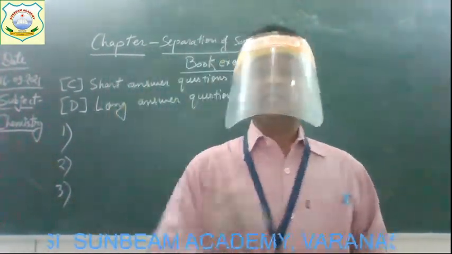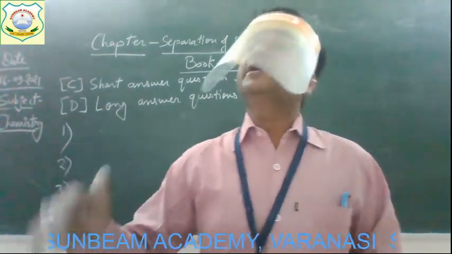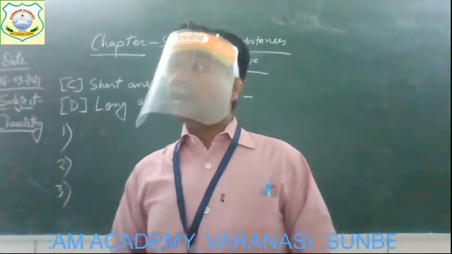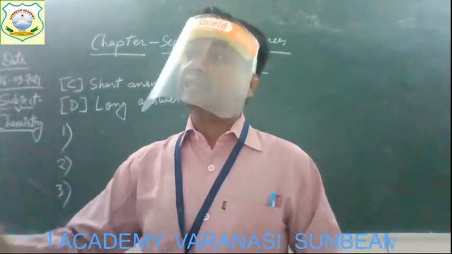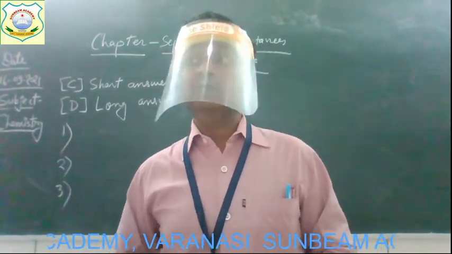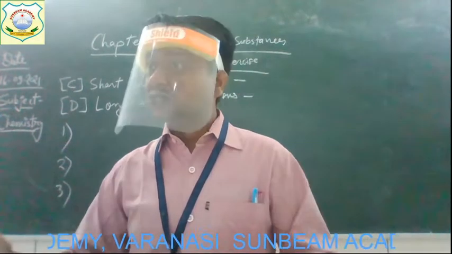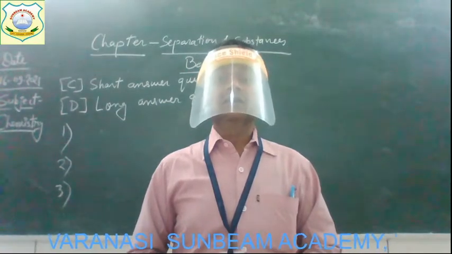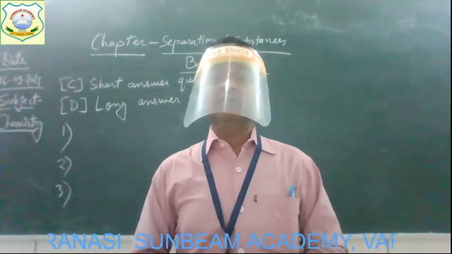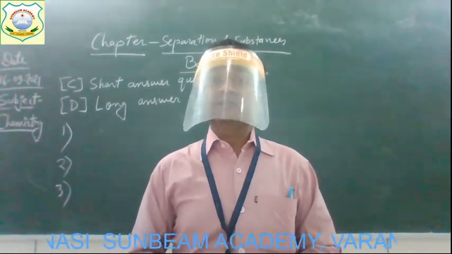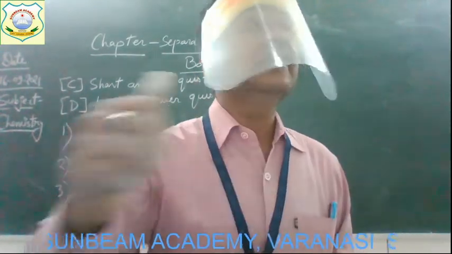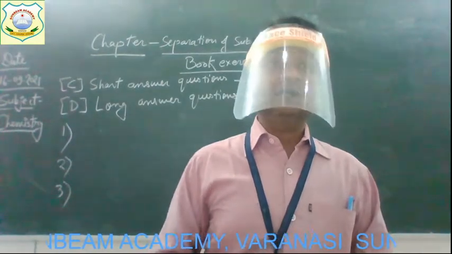The second situation is to obtain useful constituents. If we want to get a useful substance from the mixture, what do we have to do? We have to separate the mixture. An example is butter, which can be obtained from milk or curd by churning it, when the milk or the curd is churned.